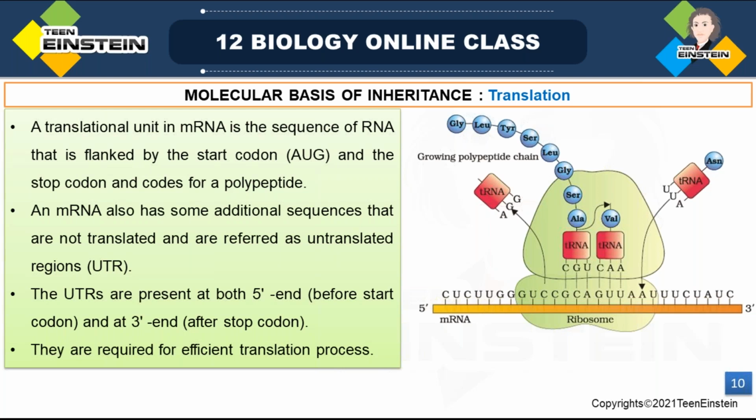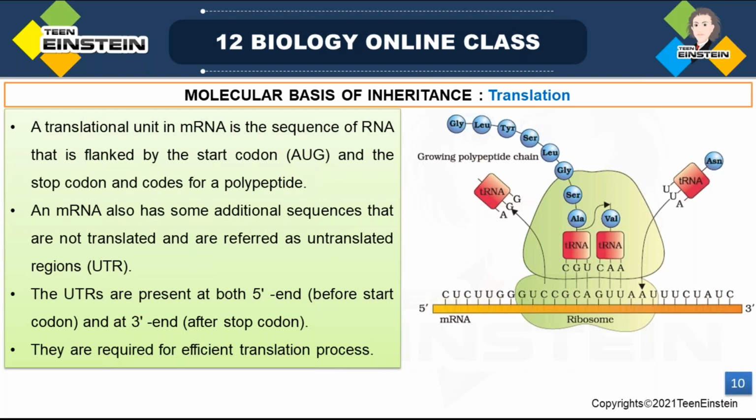These are not translated. These are untranslated regions, UTR. The mRNA has some extra regions which do not get translated at all. Those regions are called untranslated regions, or UTR. In mRNA, some additional sequences will be there which do not get translated at all. This part is referred to as the untranslated region, UTR.